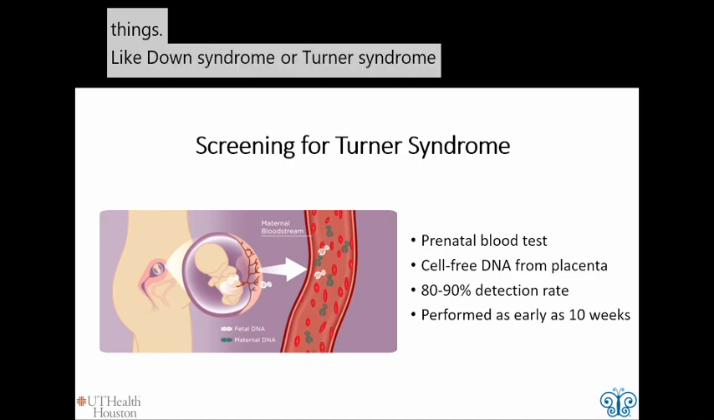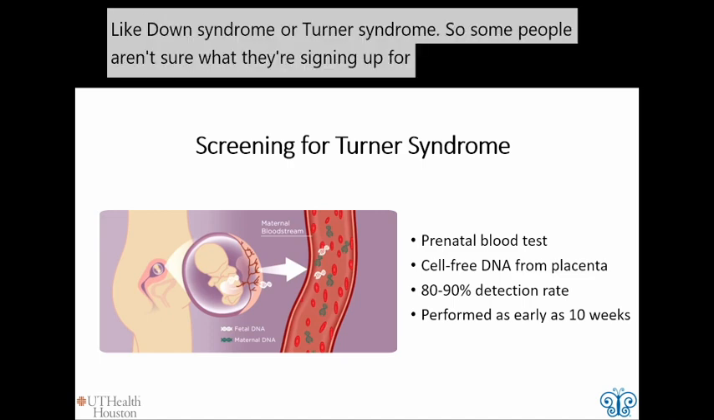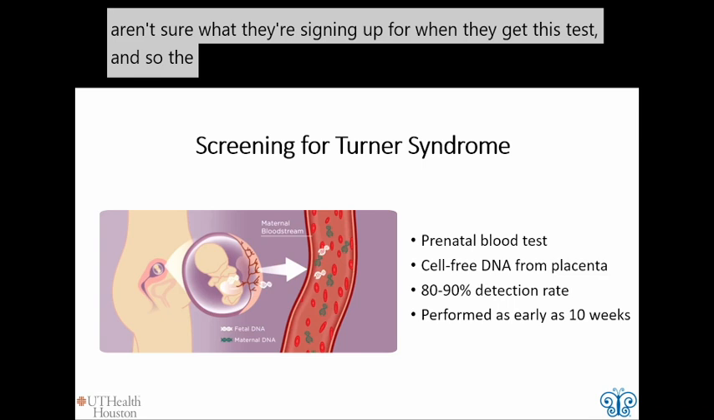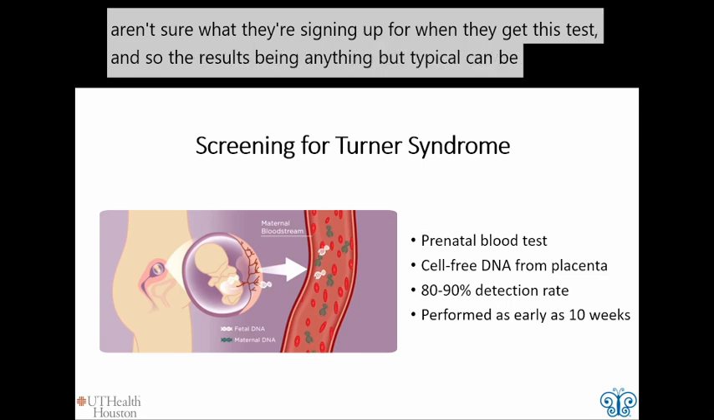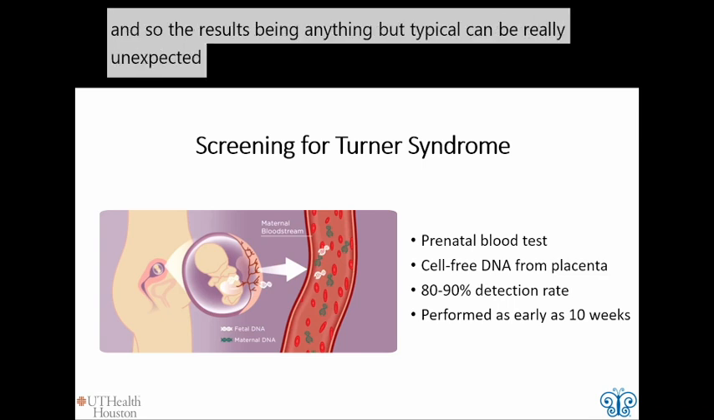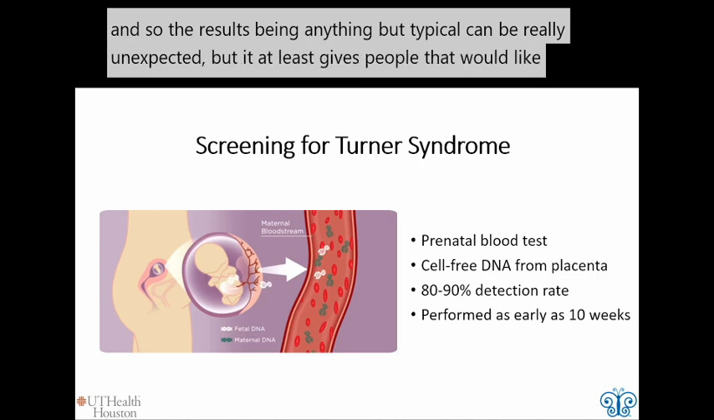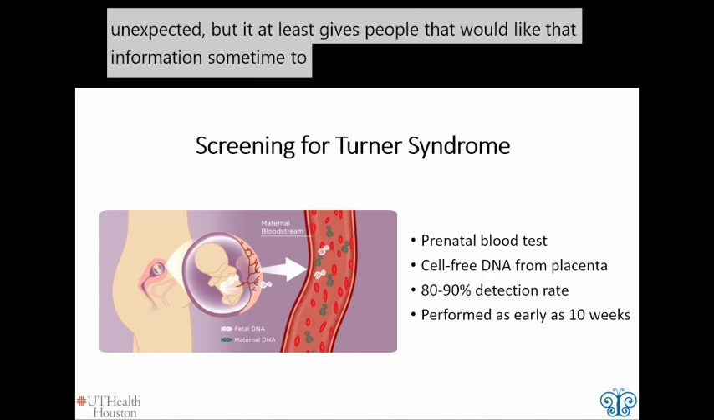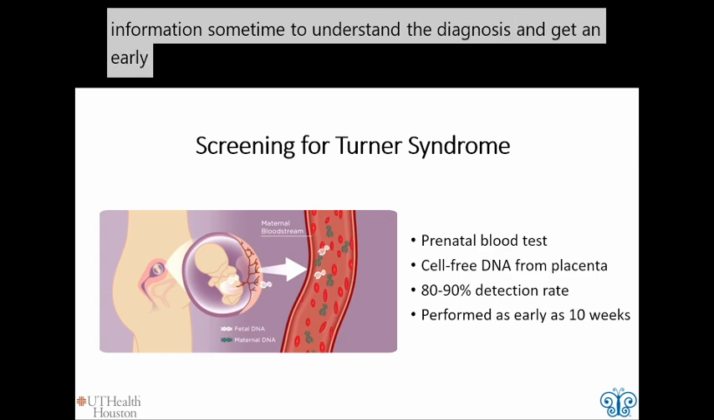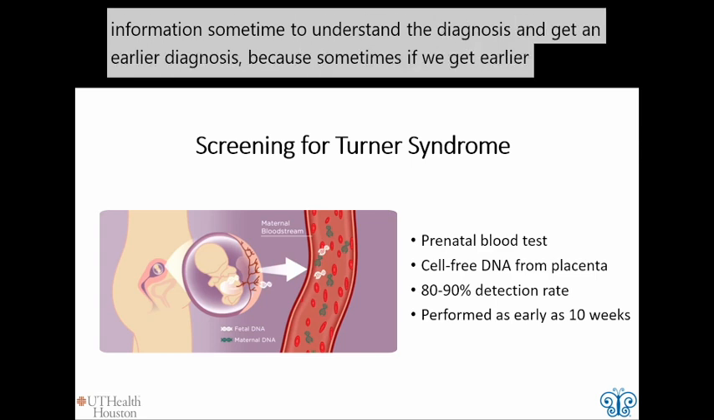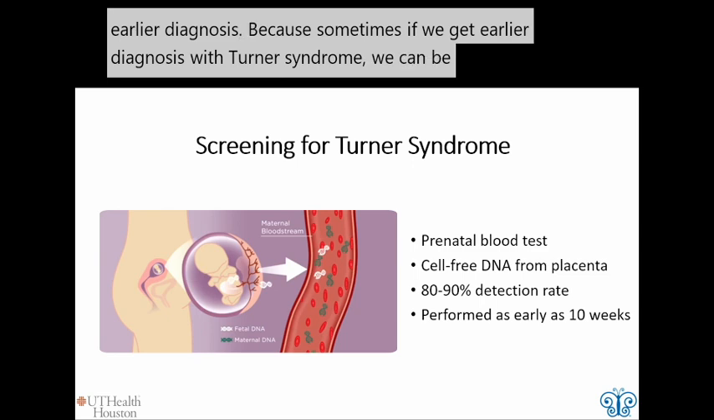So some people aren't sure what they're signing up for when they get this test, and so the results being anything but typical can be really unexpected. But it at least gives people that would like that information some time to understand the diagnosis and get an earlier diagnosis, because sometimes if we get earlier diagnoses with Turner syndrome, we can be better prepared to take care of babies.